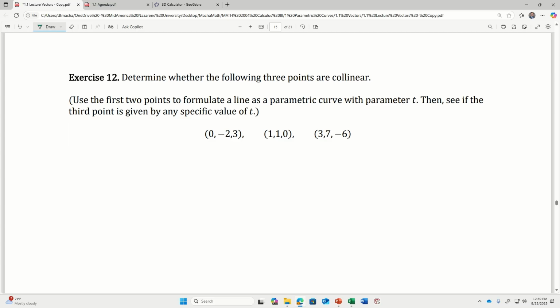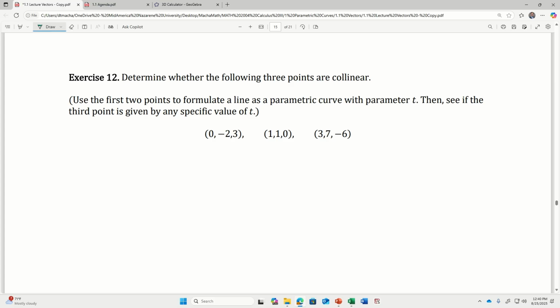Determine whether the following 3 points are collinear. Collinear means they all lay on the same line in 3D space. And that doesn't have to be true. Any 2 points fully and uniquely define a line. There's only one straight line that goes between any 2 arbitrarily chosen points in space. But if I have 3 points, then it's almost definitely guaranteed that the third point, if randomly chosen, is not going to be on the line. But I didn't choose these points randomly, so we'll see.